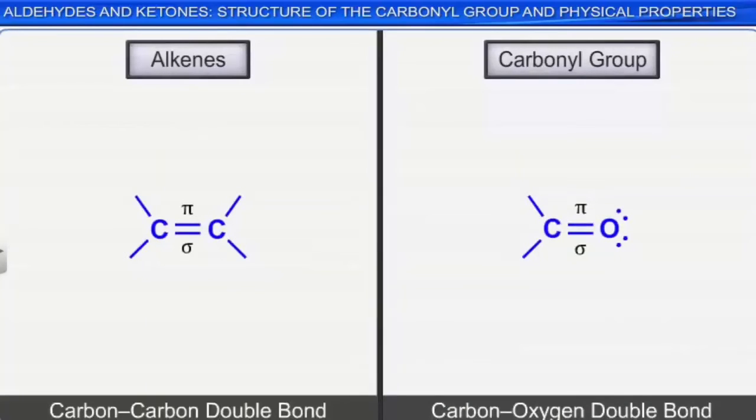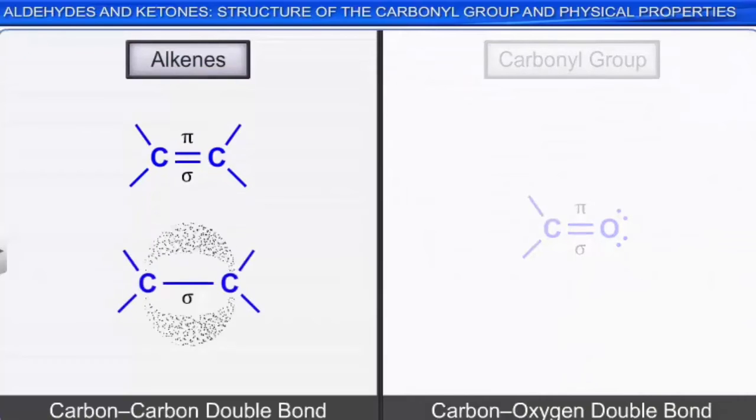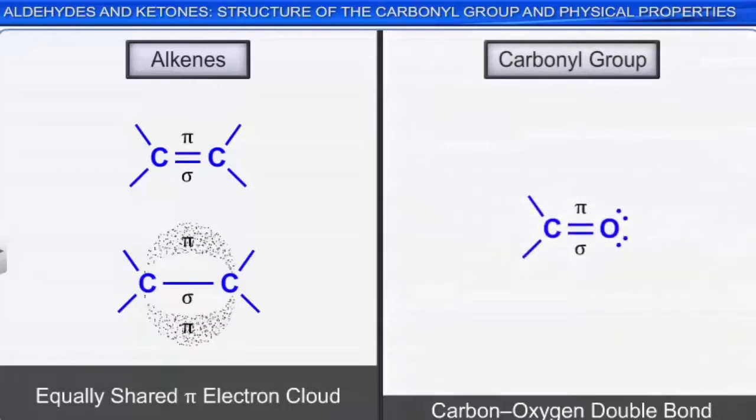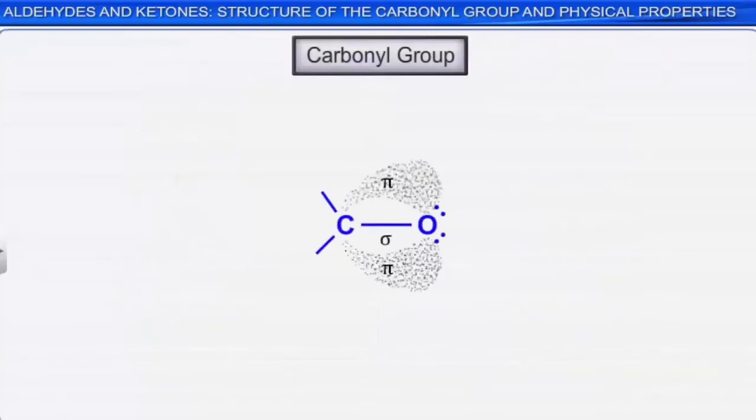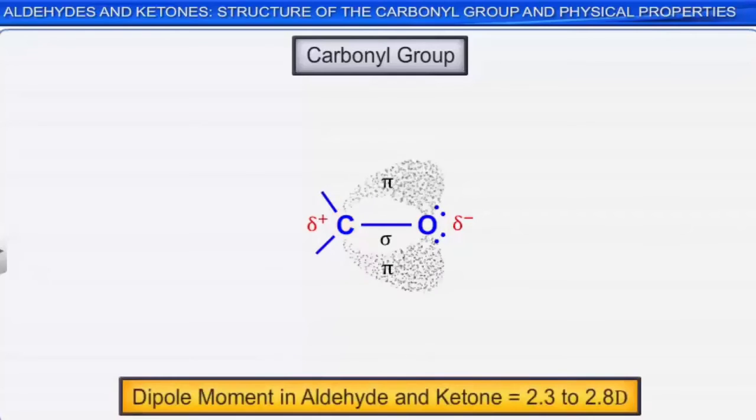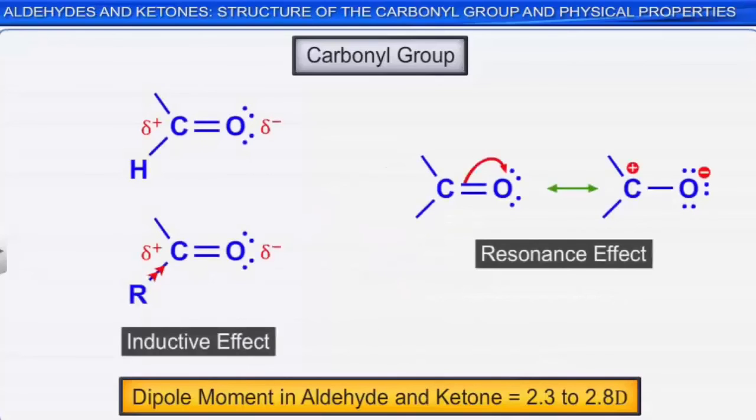It is important to note that the carbon-oxygen double bond in the carbonyl group is different from the carbon-carbon double bond in alkenes. In case of alkenes, the pi electron cloud is equally shared by 2 atoms, whereas in the carbonyl group, the pi electron cloud is attracted more towards the oxygen atom due to its greater electronegativity. Consequently, the oxygen atom acquires a partial negative charge, while the carbon atom acquires a partial positive charge, thus making the carbonyl a polar group with a dipole moment value of 2.3 to 2.8 Debye units. However, the high value of the dipole moment can be accounted for by both the inductive effect and the resonance effect.